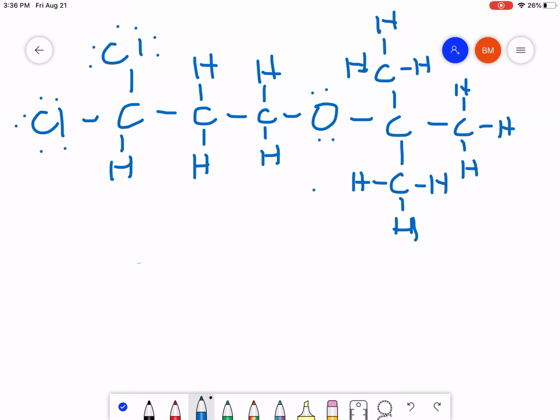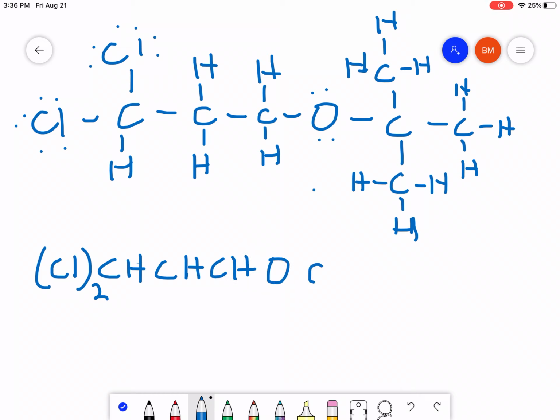Alright, so again, let's do a condensed structure for this one. I see this end carbon has 2 Cl's on it, so I'm just going to put Cl, parentheses, 2 of them. We have a CH. I'm not going to go through and write every iteration of the condensed formula here. I'm just going to go ahead and do a quick correct one. I think at this point you can kind of get them figured out on your own. We have another CH. We have another CH. We have an oxygen. And then we have a C with 3 CH3s. Whoops. What the heck am I doing?